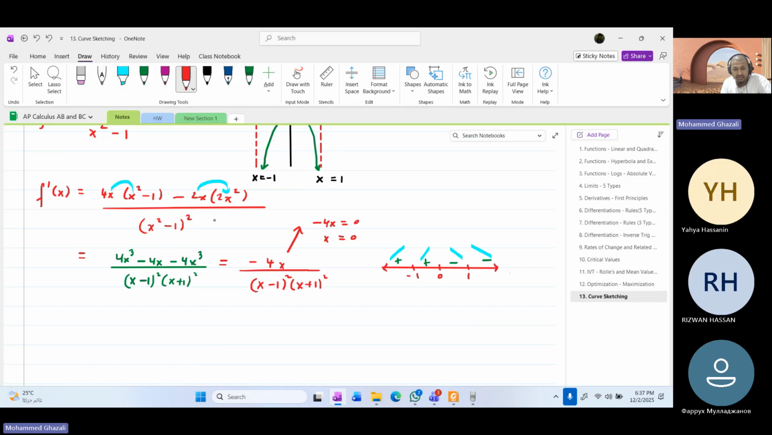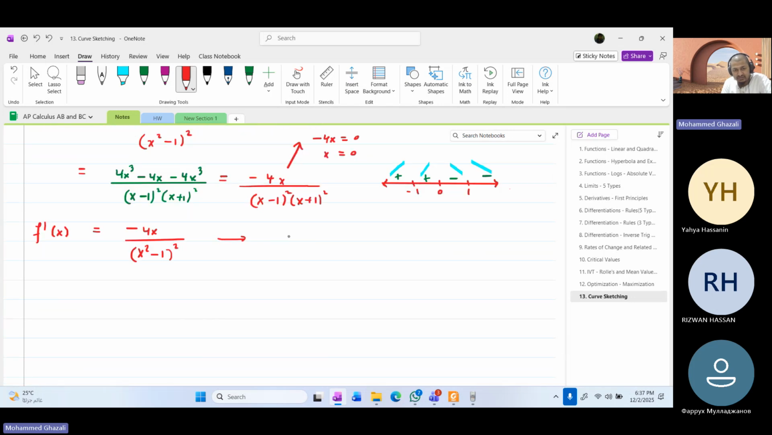Now, anyways, what's the f prime x function? Remember that was a simplified form, but we need it in a better form: minus 4x over x squared minus 1 all squared. We're finding the double derivative now. Let's find the double derivative. F double prime x is equal to, sorry, let me not write it there.